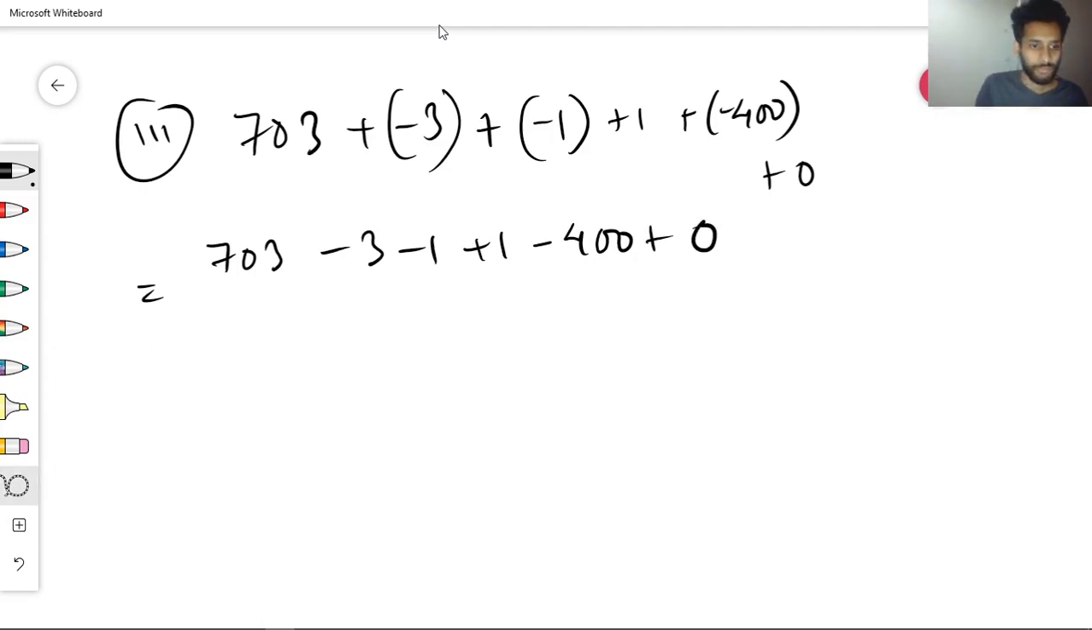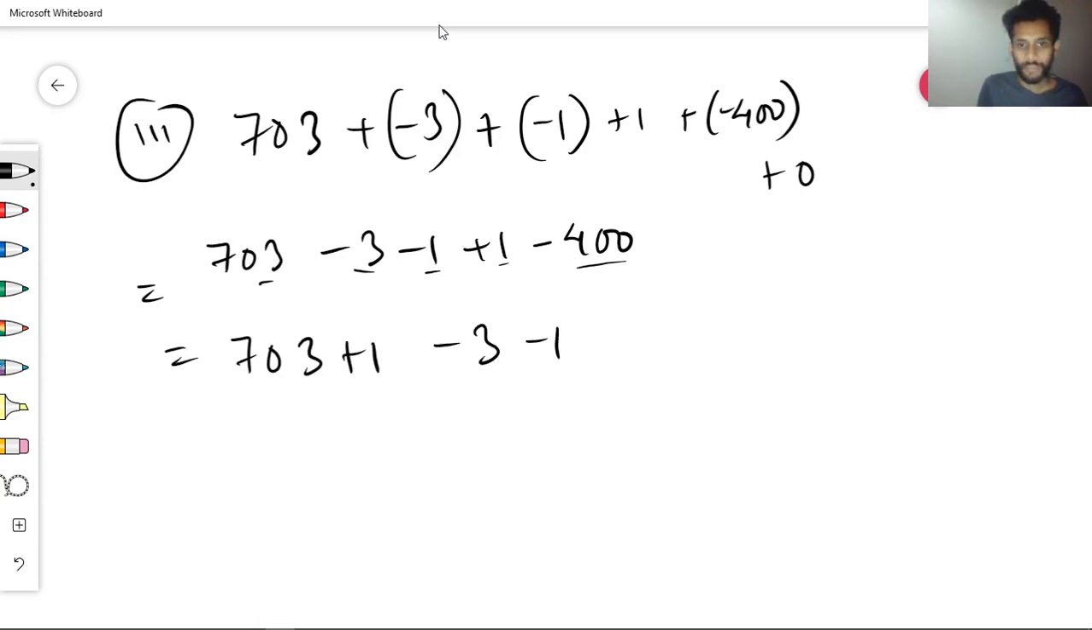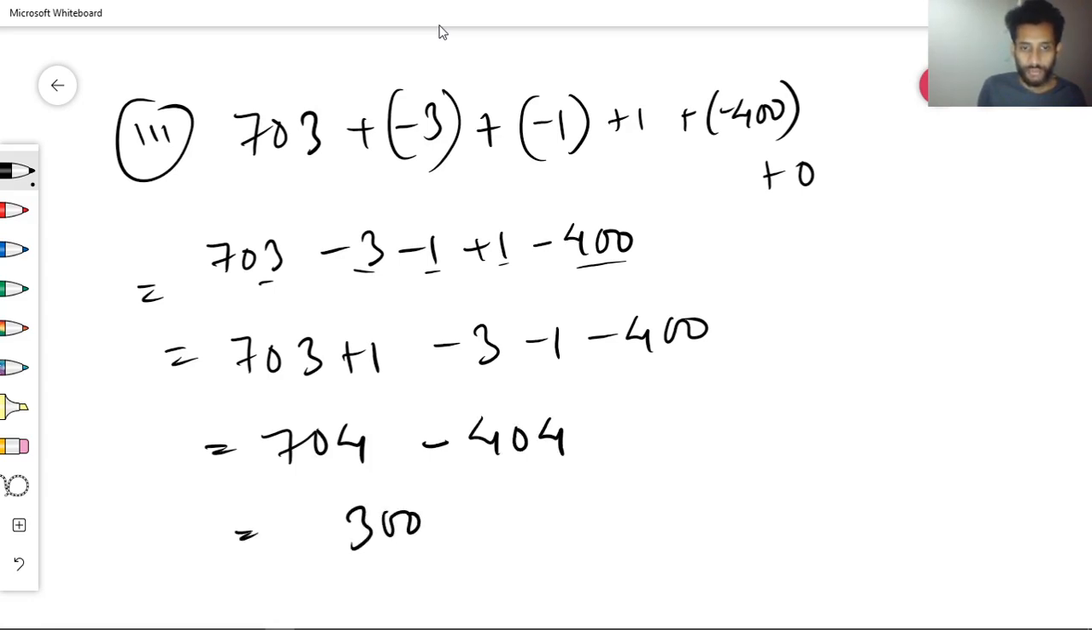We will not write 0. Why? Because 0 does not count. If we add zero with something, the result is the same. So we will not consider this one. After that, we will arrange the positive and the negative terms together. So 703 plus 1 minus 3 minus 1 minus 400. So it will be 704, then this one will be minus 404. So when we minus it, it will be 300. Here we are using formula 3, here we are using formula 1. Okay, so got this part?